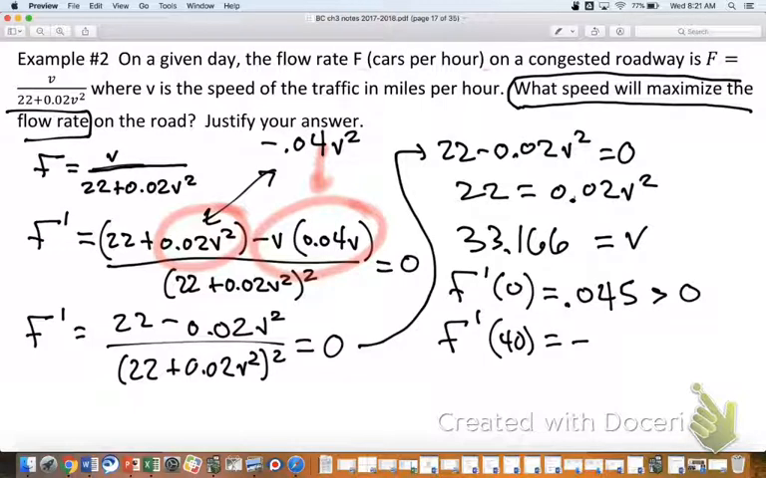Negative 1 point, you said? Negative 0.0034. Okay. So the most important thing about that number is that it is negative.